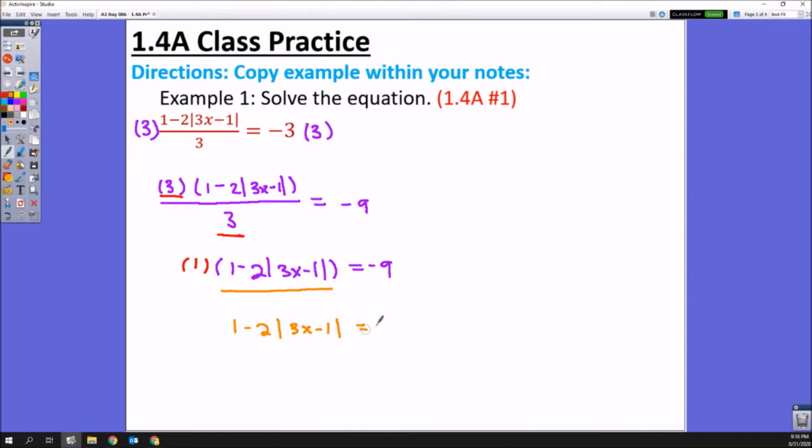Next, in order to get the absolute value by itself, I'm going to have to get rid of the number, which is the 1. I'm not going to mess with the 2. The reason is the 2 is multiplying the absolute value, so I'm not going to mess with that one. The 1 is not multiplying, so I'm going to get rid of the 1 first. In order to get rid of 1, I have to do the opposite. So subtract 1 on the left side of the equal sign. So I'm going to do the same on the right side.